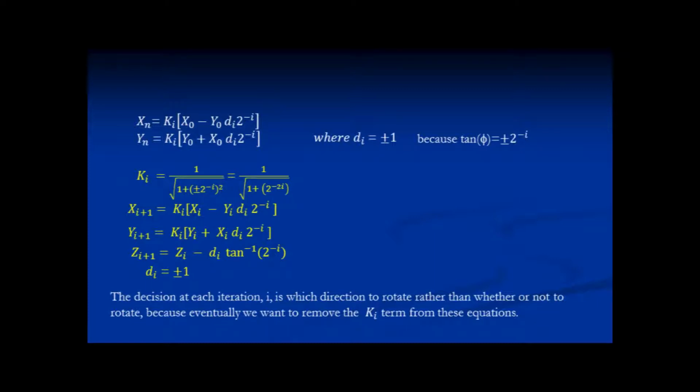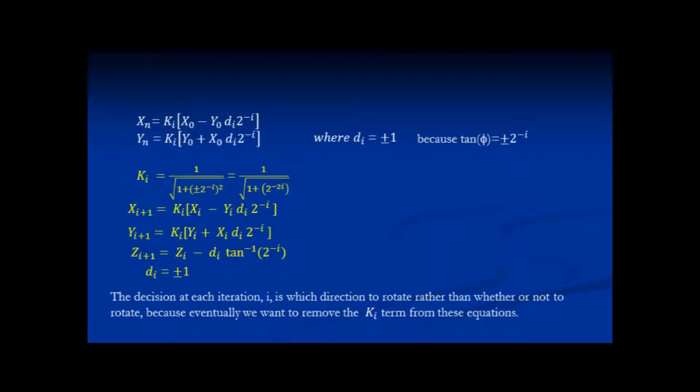Thus, at each stage in the iterative process, we'll always have the same k sub i value, whether we rotate in a positive or negative direction. We are only deciding which direction to rotate, not if we're going to rotate. It's important that k sub i for each iteration be a constant, because in a little while we want to remove this k sub i multiplication term from each iterative calculation. However, the sign of the angle is important to the tangent of phi term, which is determined by whether we rotate in a positive or negative direction.